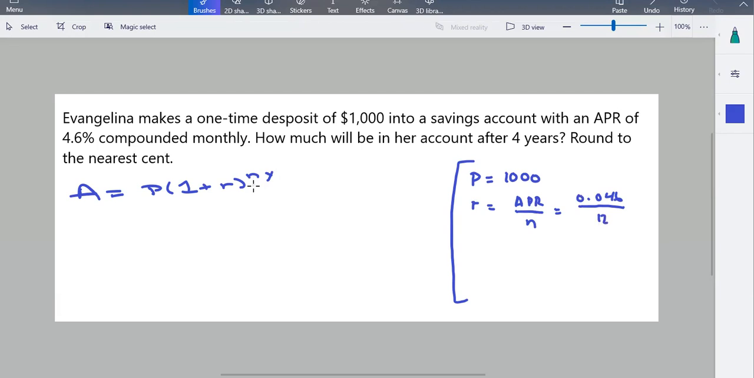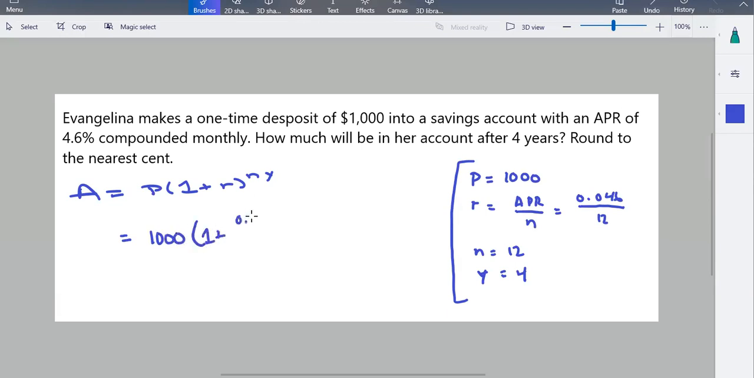Which brings me to the next part of the formula, the little n. Little n is how often you compound. That looks like it was monthly, so 12. And then y is the number of years. We got 4. So I like to write all these down and then plug them into the formula. So P is 1,000, 1 is a 1.